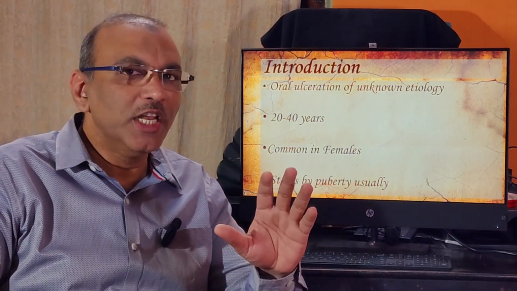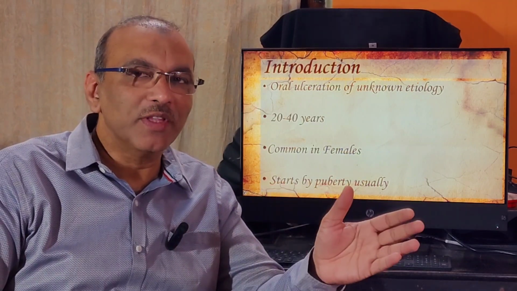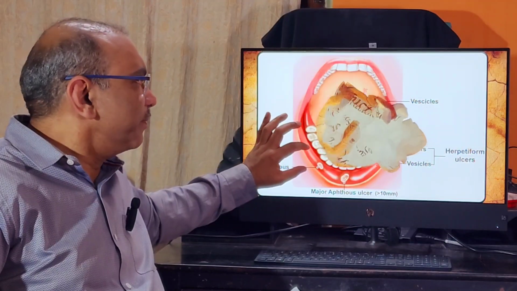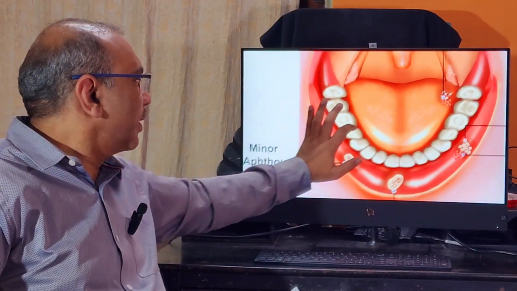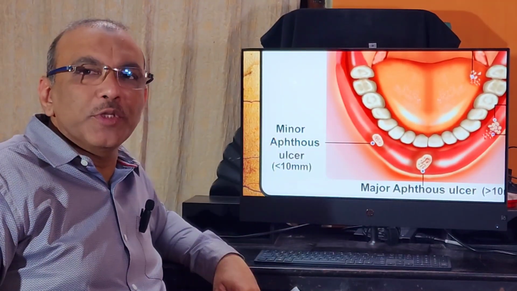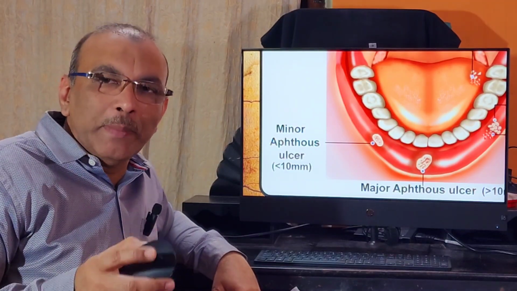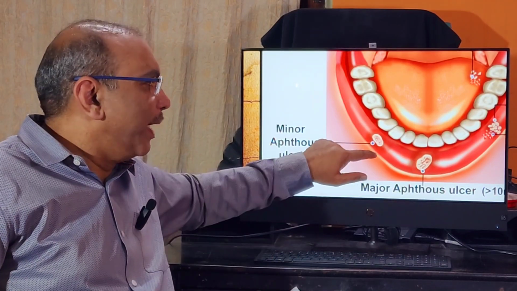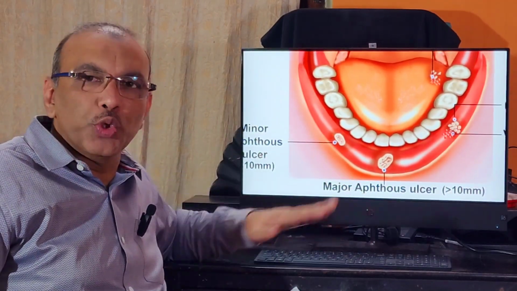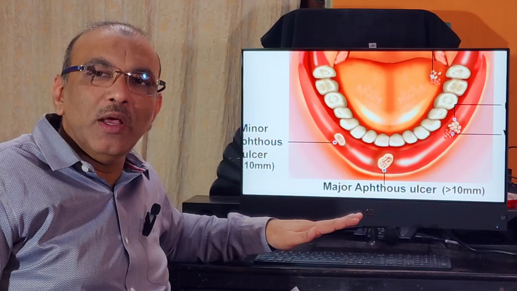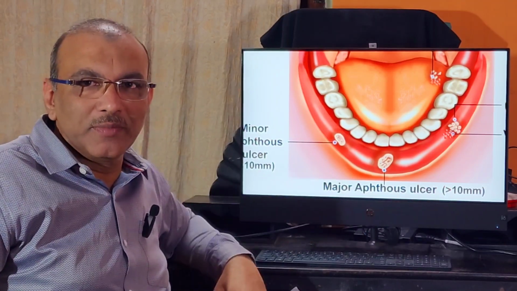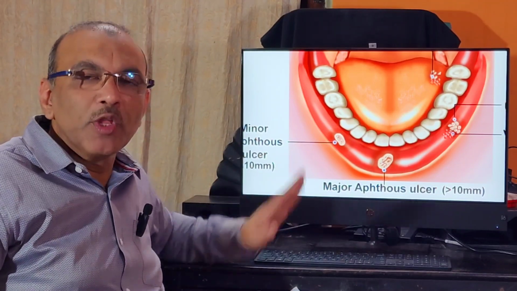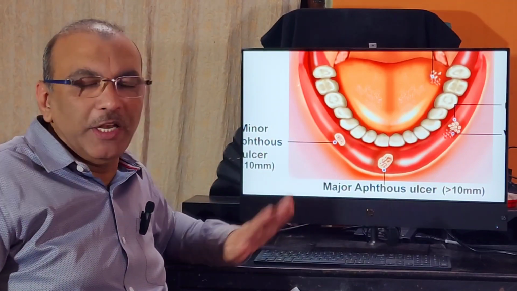Now, coming to the difference between minor aphthous ulcer and major aphthous ulcer. Minor aphthous ulcer size will be less than 1 centimeter, usually 2 to 3 millimeters only, and it will be multiple. In major aphthous ulcer, you will have 1 or 2 only, and the size will be more than 1 centimeter. So the difference between minor and major is mainly the size. Both of them are painful.